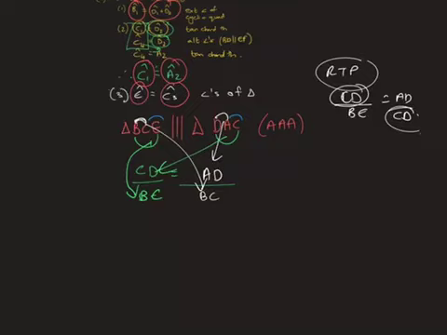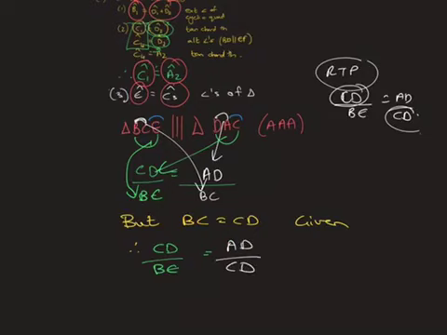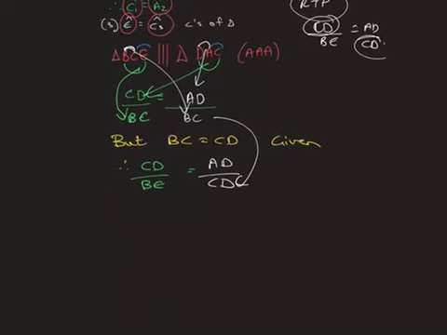So I need to now cut in here and say, but BC equals CD, given. So therefore I've got CD. Let's just go back with the colors. CD over BE is going to be equal to AD over CD. So this got replaced. And that's exactly what they wanted. So that's what the question asked for. Okay, so you just got to play around with these ones.